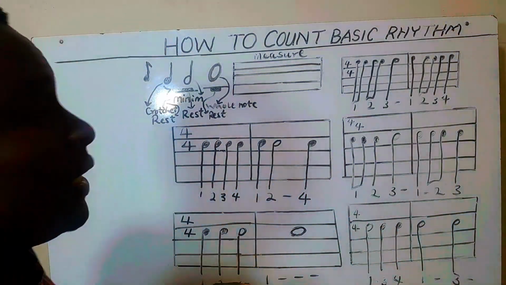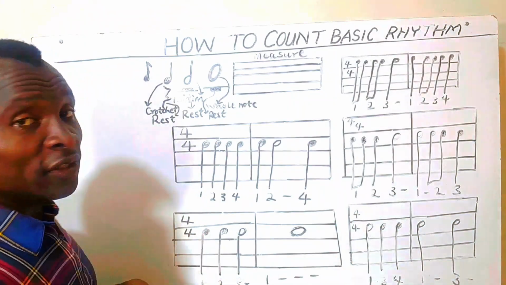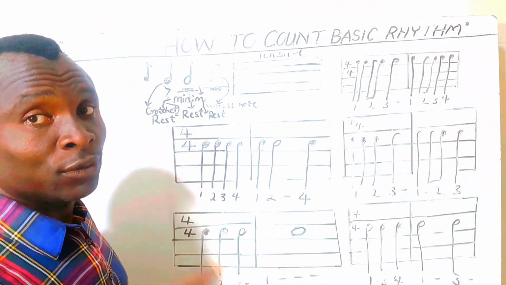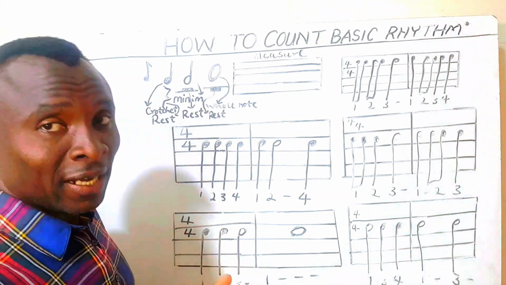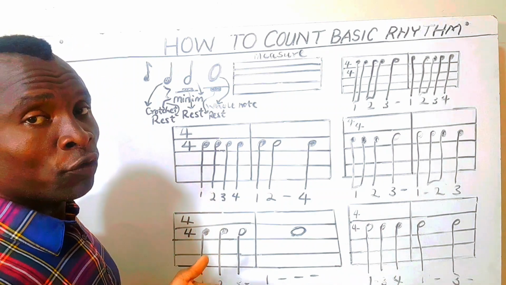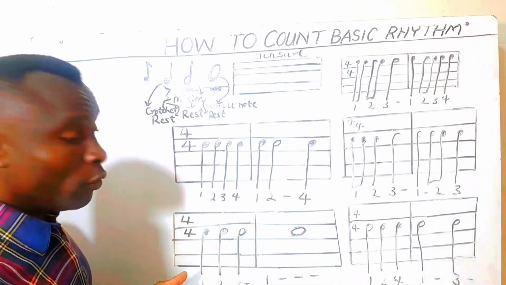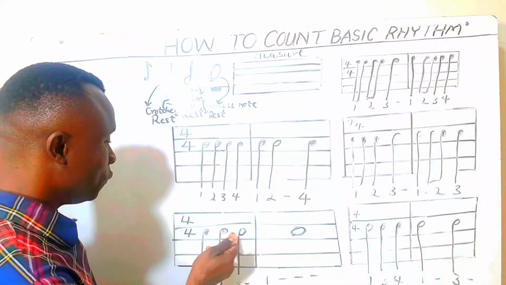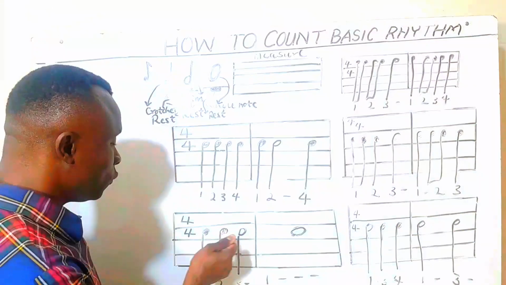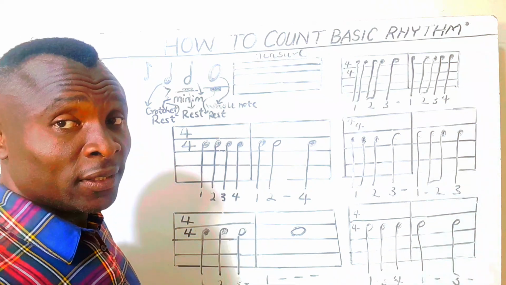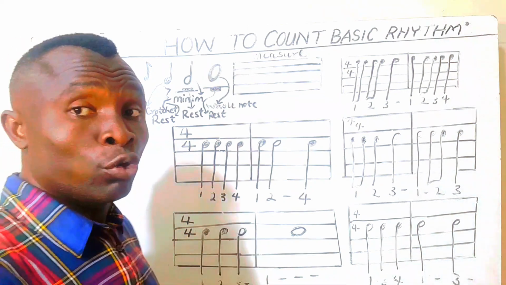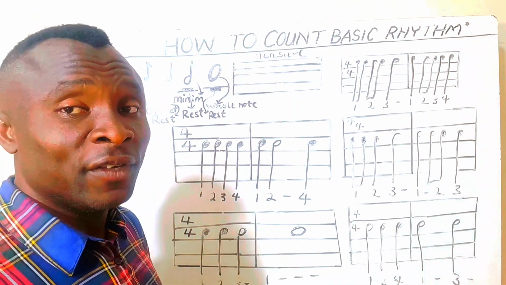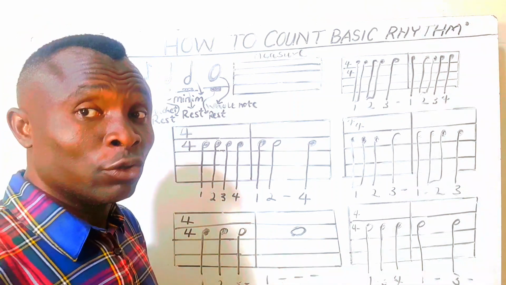Okay, let's proceed to another example. So the first note we have here is a crotchet, which is 1 beat, followed by another crotchet, which is 1 beat, and a half note, which is 2 beats. So counting, let's go. 1, 2, 3, 4. Which simply means that while the 2 crotchet notes are having a value of 1 beat each, the half note is having a value of 2 beats, making it a total of 4 beats.